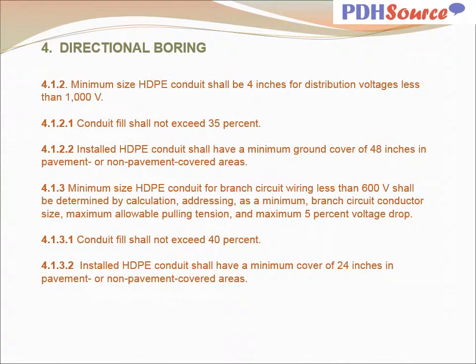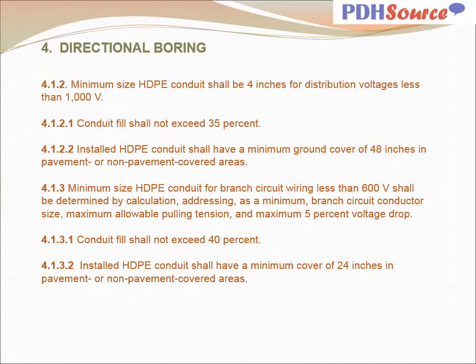Minimum size HDPE conduit shall be 4 inches for distribution voltages less than 1000 volts for directional boring. For directional boring, conduit fill shall not exceed 35%. Installed HDPE conduit shall have a minimum ground cover of 48 inches in pavement or non-pavement covered areas.